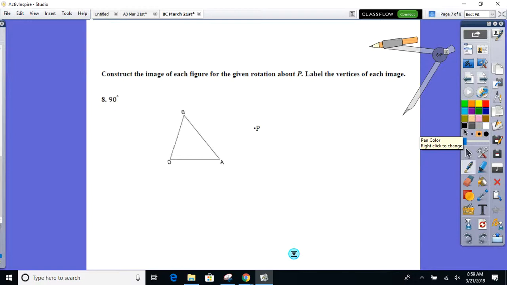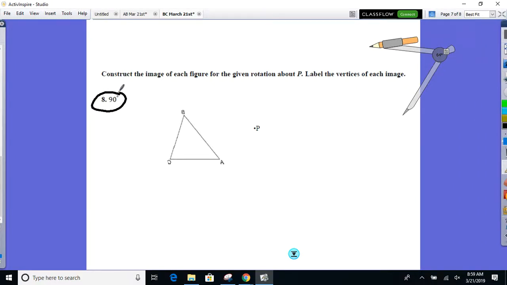All right. So let's talk, because I really just don't want to go step 1, step 2, step 3. It's not going to do much. You guys know how to do this. I just got to get it out of you. We're going to rotate this figure 90 degrees around P. First thing, visualize where this should be. 90 degrees. Which direction are we going? Positive 90. Counterclockwise.